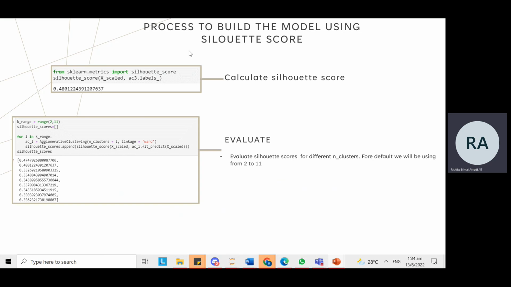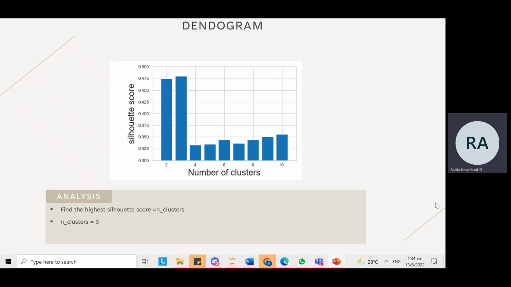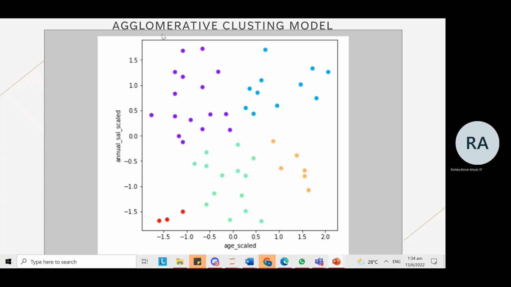Process to build the model using silhouette score. I first calculate the silhouette score using this code. Then I evaluate it, so evaluating silhouette scores is done for different n clusters, and by default I use a 2 to 11 range. This is my dendrogram, where I use the highest silhouette score based on the graph to identify my n clusters, which in this case is 3. For the agglomerative clustering model, this is what I have retrieved. 3 has the least, while purple has the most.